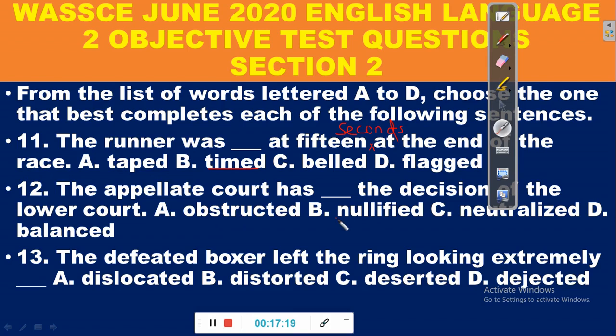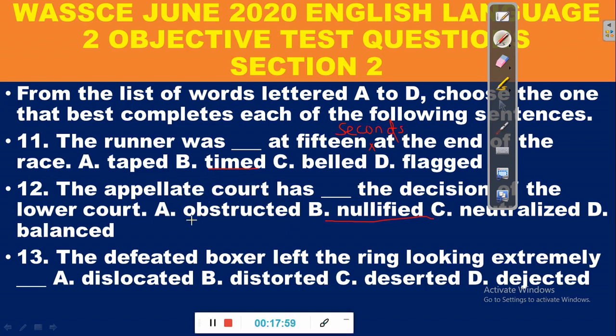Now, let's look at option B, which is nullified. And what's the meaning of nullified? To nullify something is to make something legally null and void, to make it invalid. All right, that's what it means. And this particular meaning fits in here quite well, because when you nullify something, you make it legally null and void. You make it invalid in law. And that is really what fits in here.